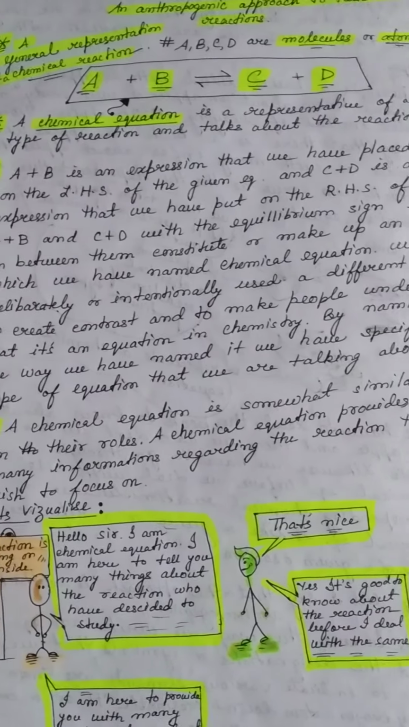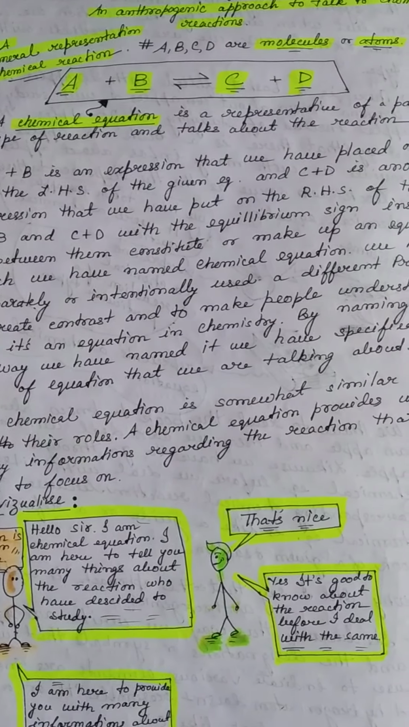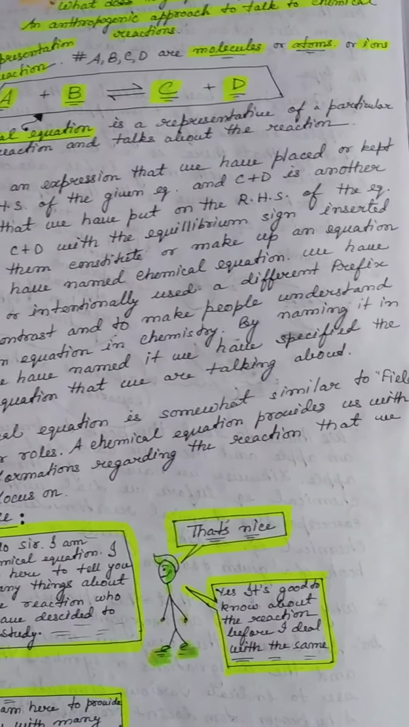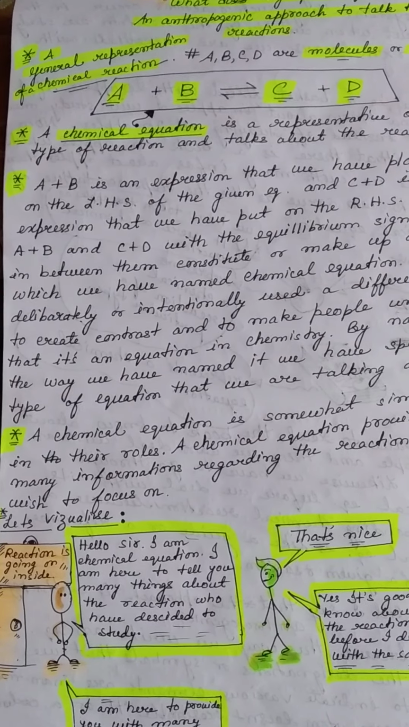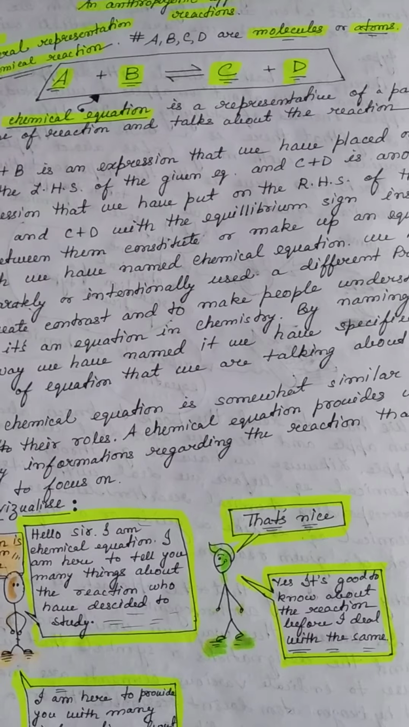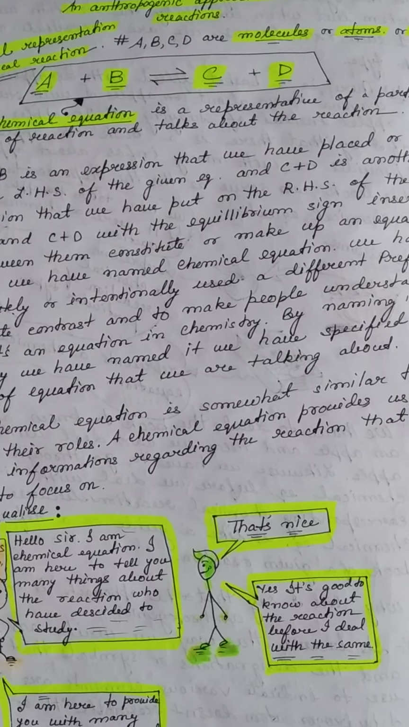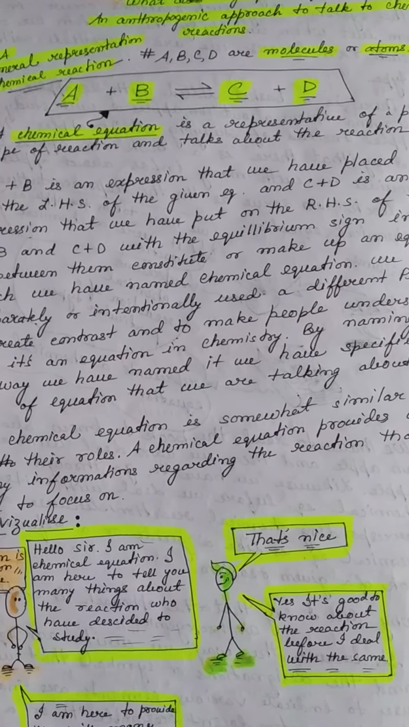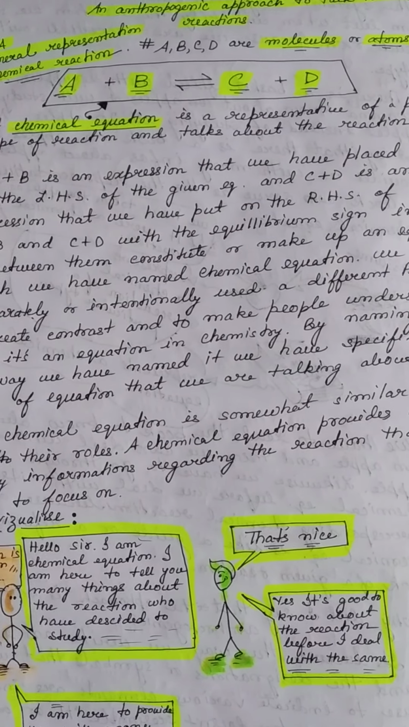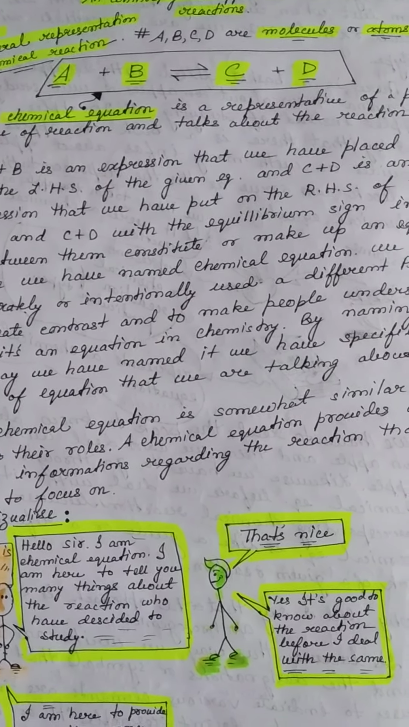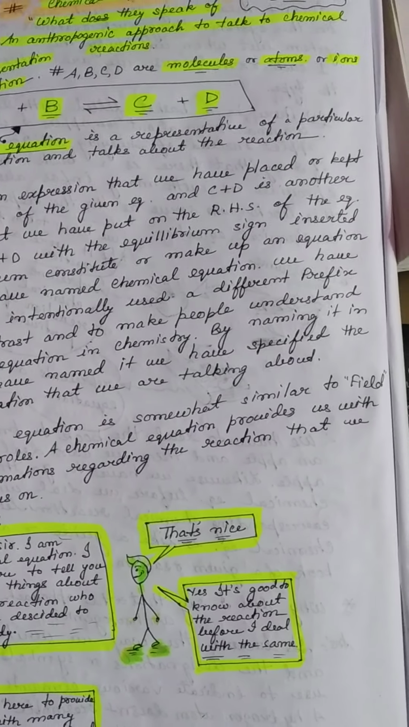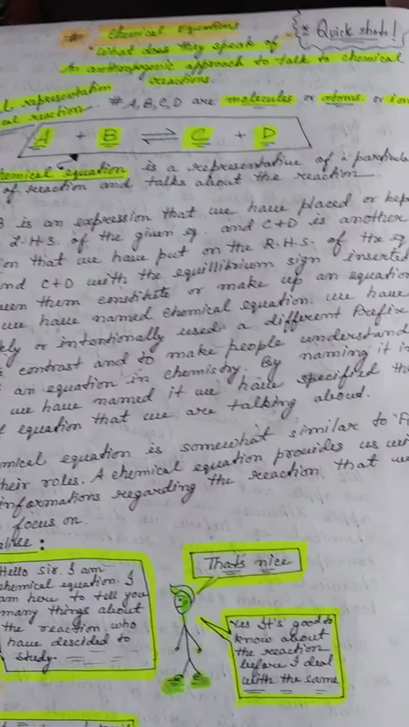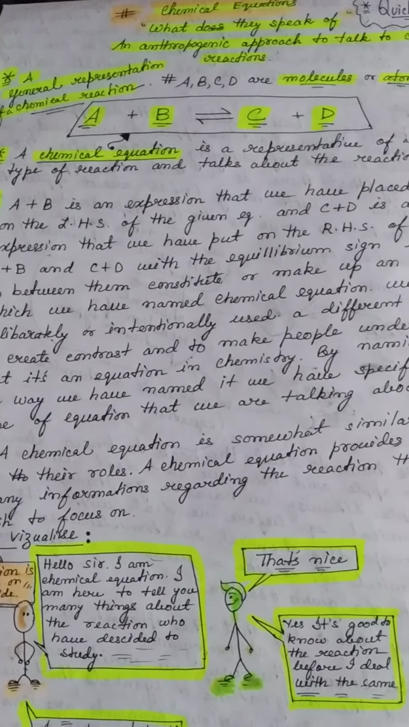Now, we have deliberately used a different prefix to create contrast and to make people understand what? Understand that it's an equation in chemistry and not an equation of any other subject. So we have deliberately made use of the word chemical before writing equation, just to create contrast and to make people understand that we are talking about something related to chemistry. By naming it in this way, we have specified the type of equation that we are talking about.